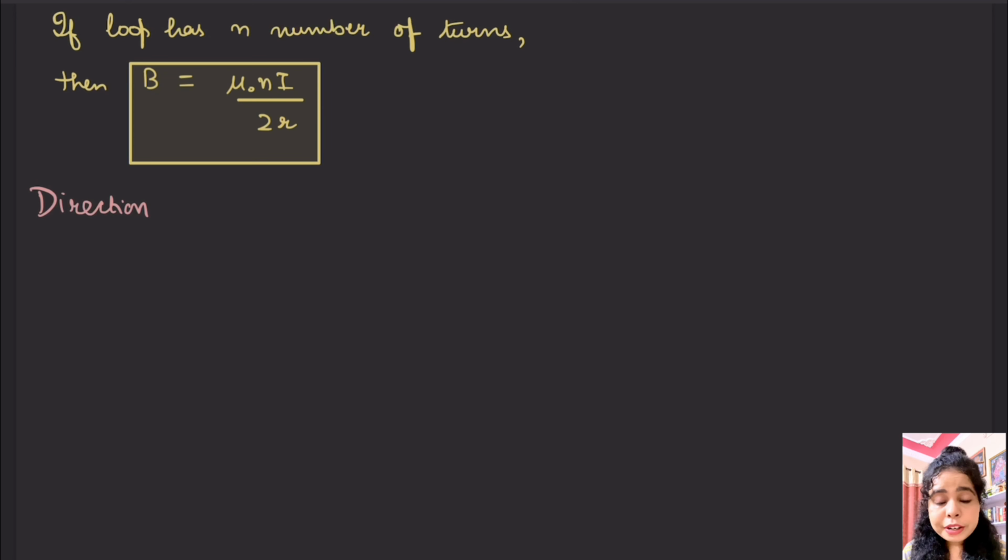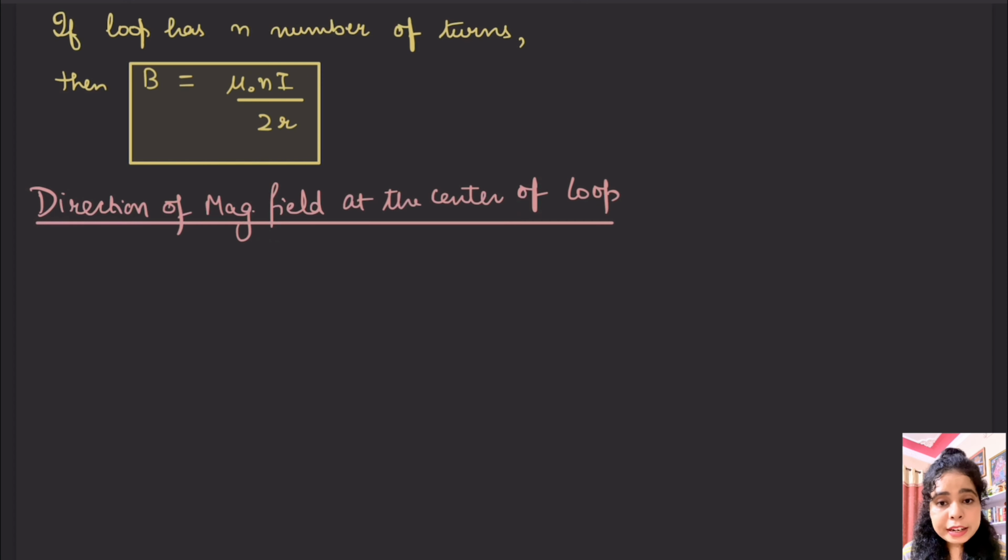Now we need to determine its direction as well, because the magnetic field is a vector quantity, so definitely it has a direction. In order to find its direction at the center of the loop, we will have to apply Fleming's right hand thumb rule, or we can say the right hand curl rule. We will again understand it with the help of an animation.